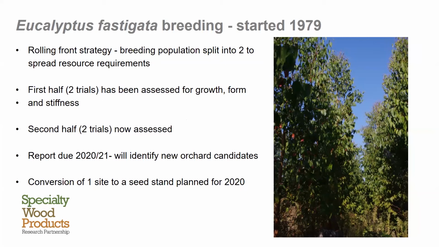The first half, which was 2 trials, have been assessed for growth, form and stiffness. The second half, another 2 trials, has just been assessed, and we're due to report on our findings, and we will identify new orchard candidates if people want to graft into orchards. And similar to regnans, we're converting one of the trial sites to a seed stand, just in case there's more demand than the seed orchards can cope with.